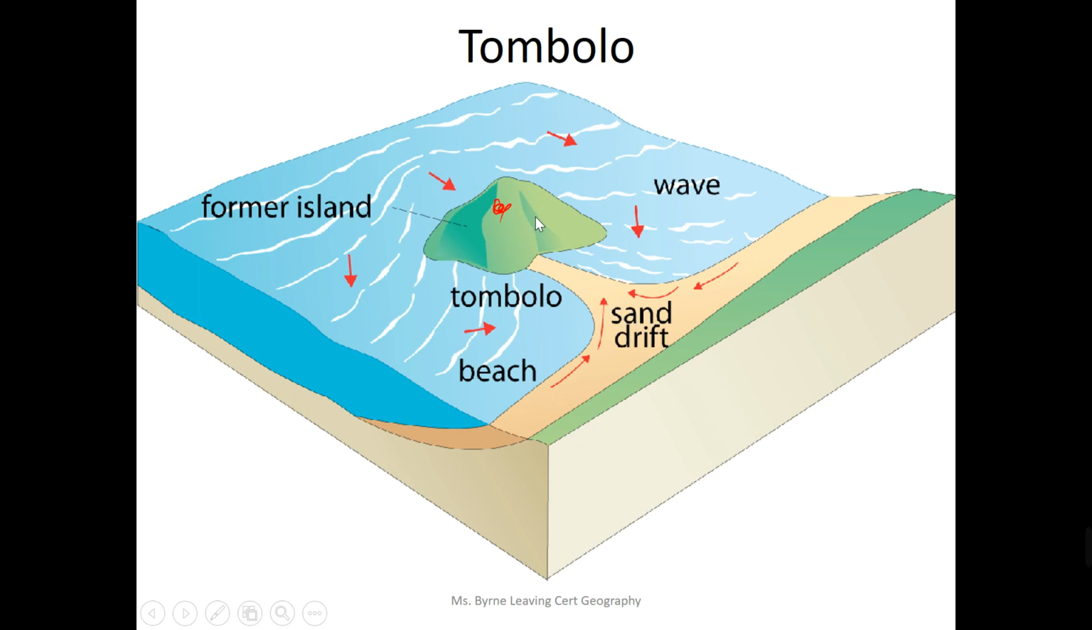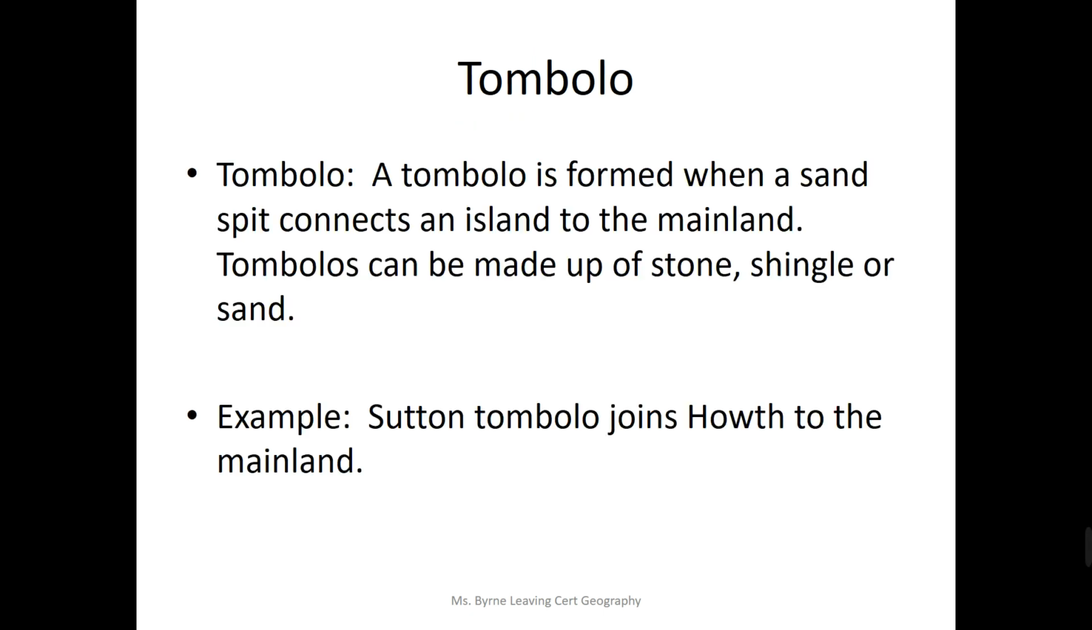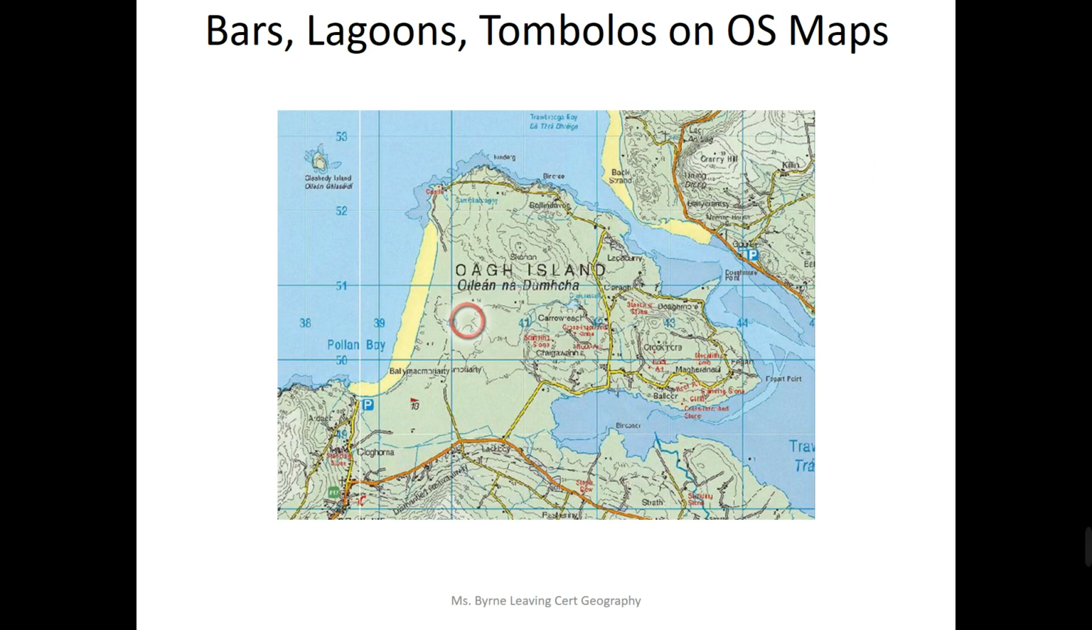A piece of land jutting out into the sea will cause the waves to concentrate their energy on that piece of land, which means the other waves that are coming in here are very low energy waves. And if they're low energy waves, this tends to result in deposition, which will form the ridge of sand connecting the island to the shore. They can also be formed the normal way, if there's an interruption to longshore drift. So a tombolo is formed when a sandspit connects an island to the mainland. They can be made up of stone, shingle or sand. An example: Sutton joins Howth to the mainland there.